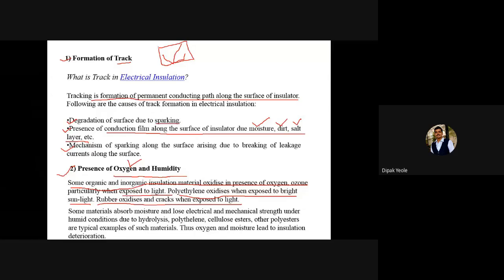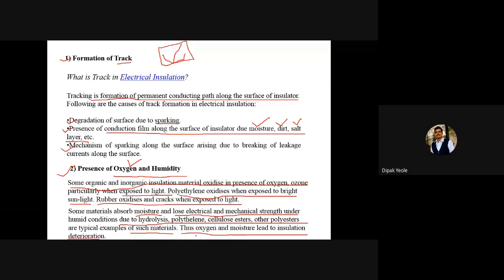Because rubber oxidizes and cracks when exposed to light. Some materials absorb the moisture, lose electrical and mechanical strength under humid conditions due to hydrolysis. Polyethylene, cellulose esters, other polyesters are typical examples of such materials. Thus, oxygen and moisture lead to insulation deterioration.